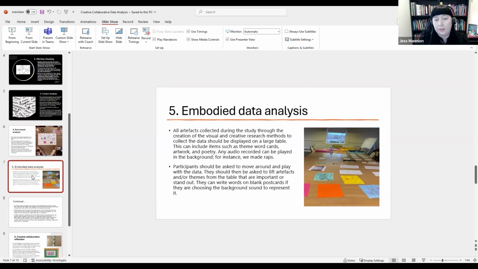And a lot of people put these on the floor, but it wasn't very accessible, so I raised it up to a table. And you can play any audio recording. So for instance, we made raps, so they were playing. And then you ask participants to move around and play with the data. They should be asked to lift artifacts or themes from the table of things that are most important or that stands out to them. And if they hear something that's important, in order to represent that, they can write that down onto a blank postcard, say from the sounds of the raps.